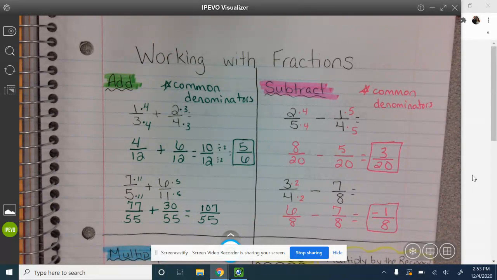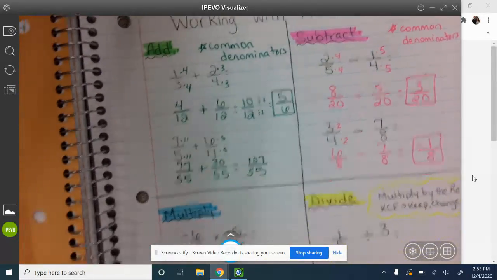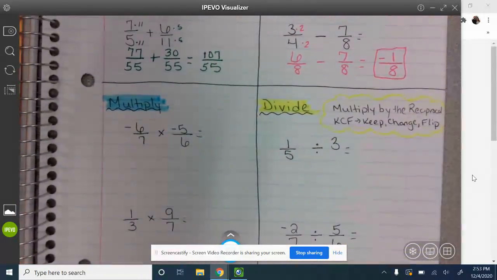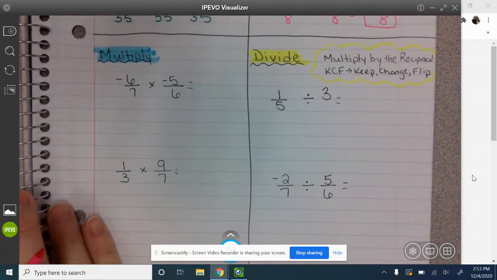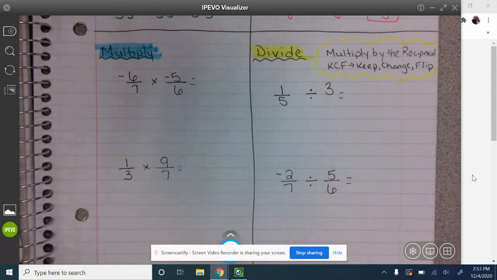I know we're mixing negatives and fractions. A little stressor for some of you with both of those things, but I promise you can do this. Let's look at multiplying and dividing. So typically, multiplying and dividing, you feel a little better with. They're not quite as tricky.